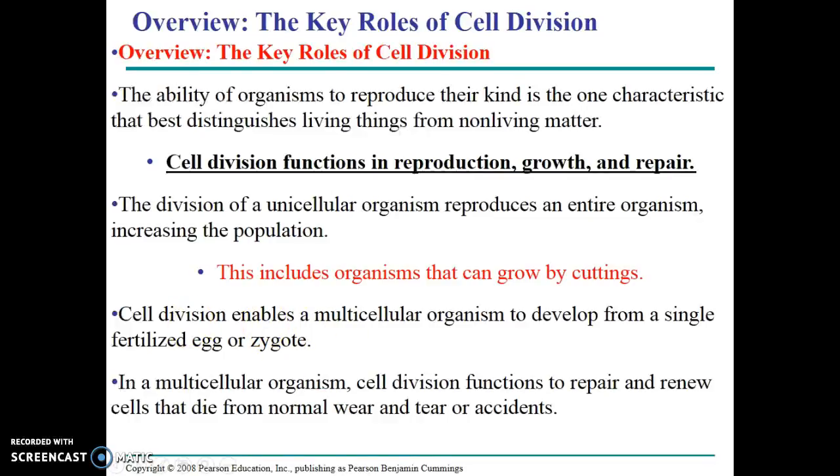They produce a zygote. In multicellular organisms, cell division functions to repair and renew cells that die from normal wear and tear or accidents. That's basically how cells repair themselves. So when cells have an accident, they repair themselves or renew from normal wear and tear or accident.